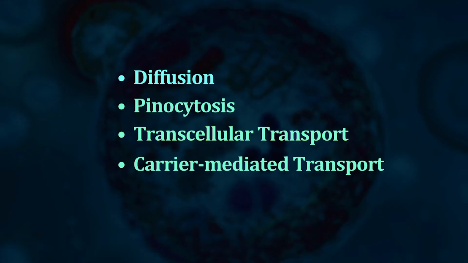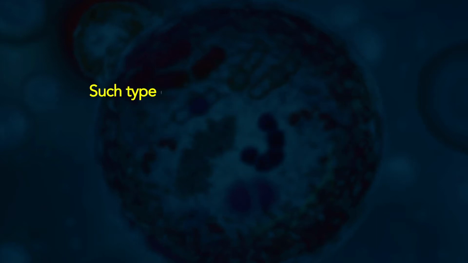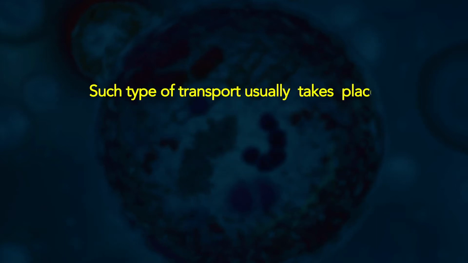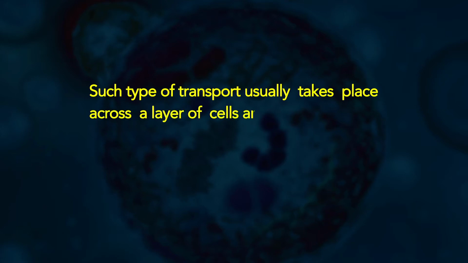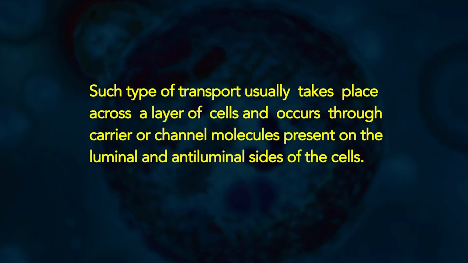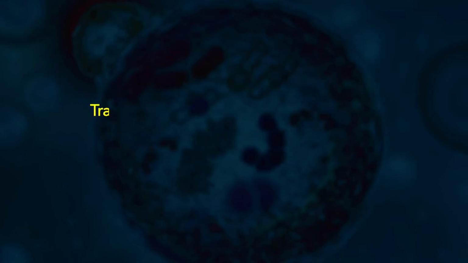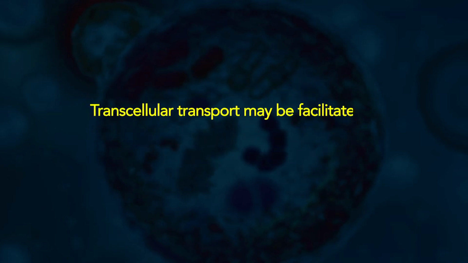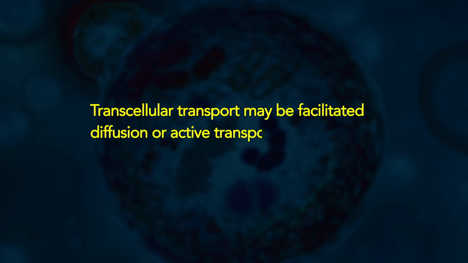The third one is transcellular transport. Such type of transport usually takes place across a layer of cells and occurs through carrier or channel molecules present on the luminal and antiluminal sides of the cells. Transcellular transport may be facilitated diffusion or active transport.